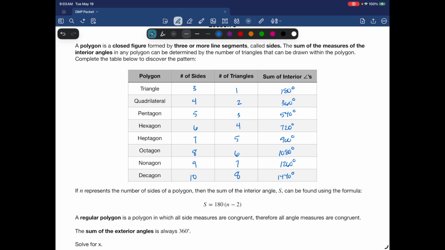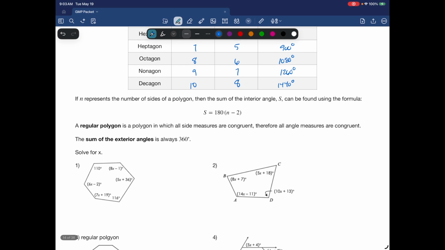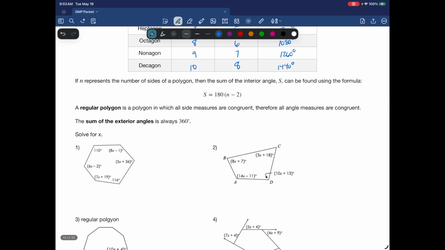But from this chart, we can see that there's a pattern going on, and any pattern can be written with a formula. So if n represents the number of sides of a polygon, then the sum of the interior angles S can be found with the formula S equals 180 times (n minus 2), where n is the number of sides. A regular polygon is a polygon in which all side measures are congruent. Therefore, all angles are congruent. And the sum of the exterior angles is always 360.